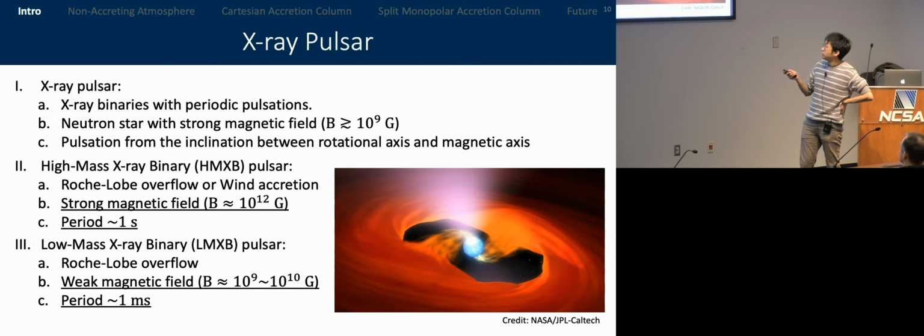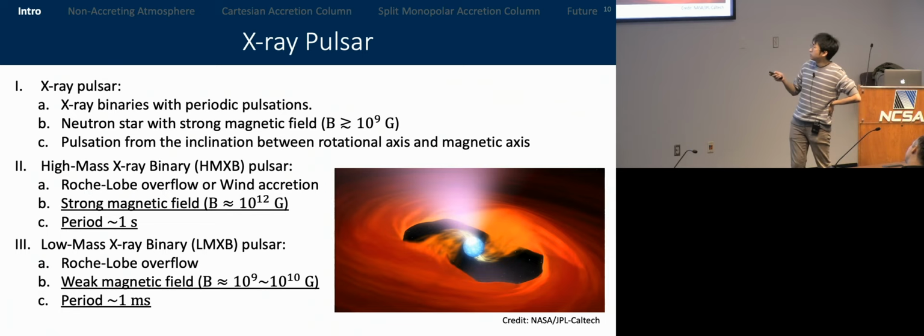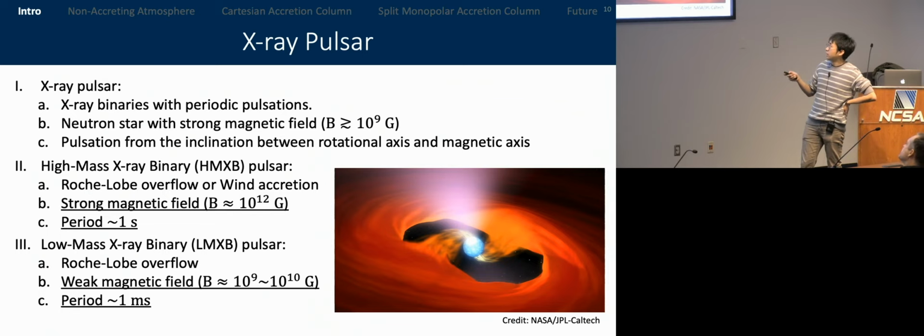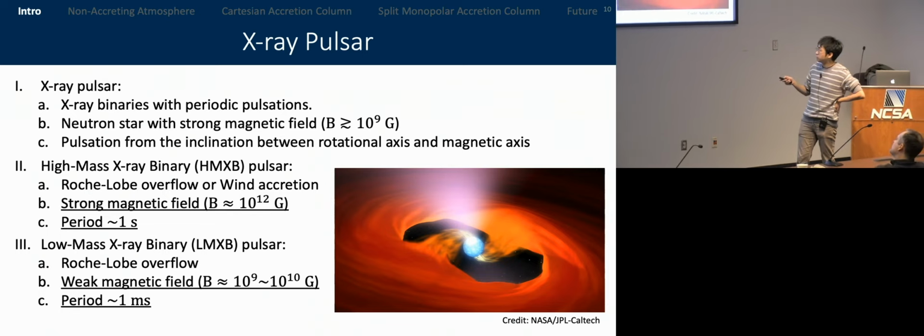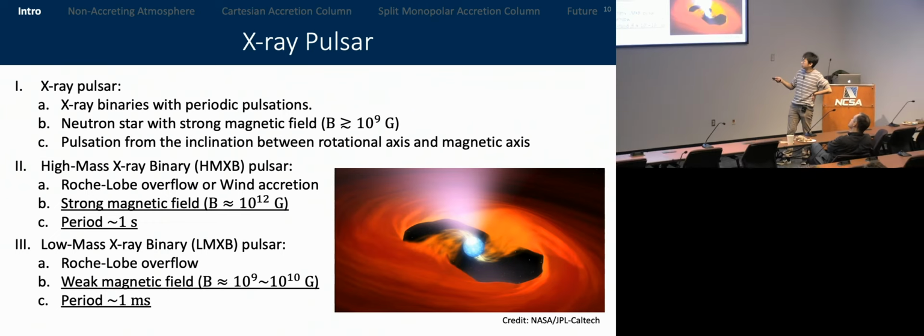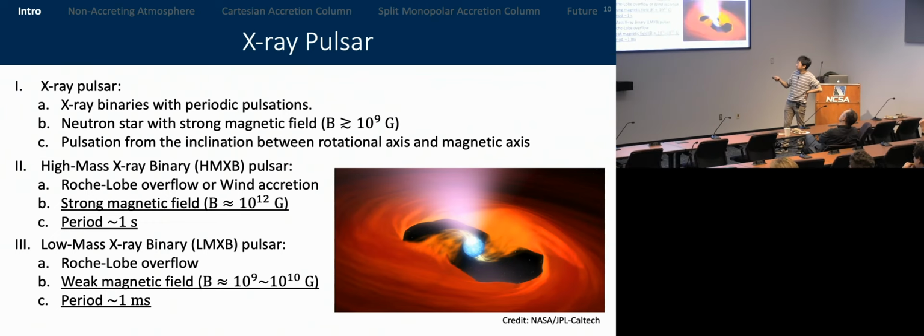And the typical magnetic field for the high mass X-ray binary pulsar is much stronger, 10 to the 12. Therefore, we believe they are younger systems. And for the low mass X-ray binary pulsar, you have a relatively weaker magnetic field. And the period is also longer for the high mass X-ray binary pulsar compared with the low mass X-ray binary pulsar. And these are famous because they are pulsating very fast. It's the millisecond X-ray binary pulsar.